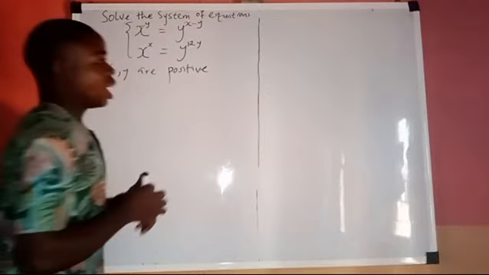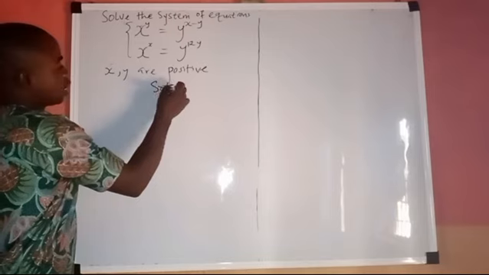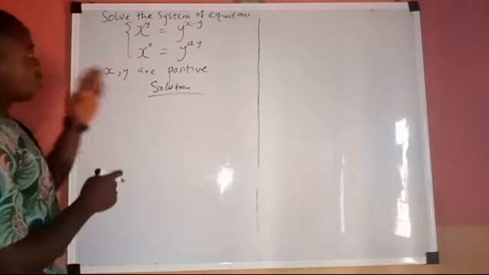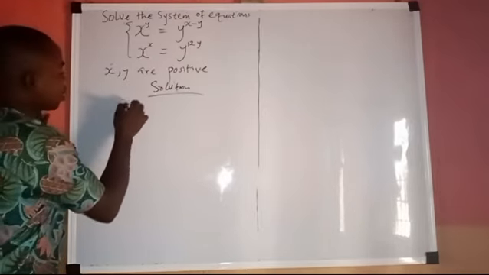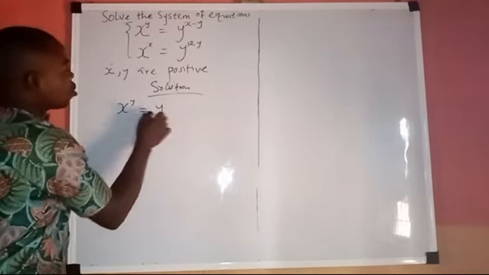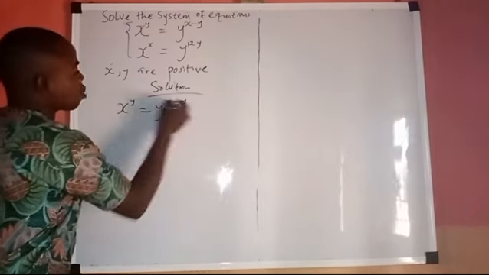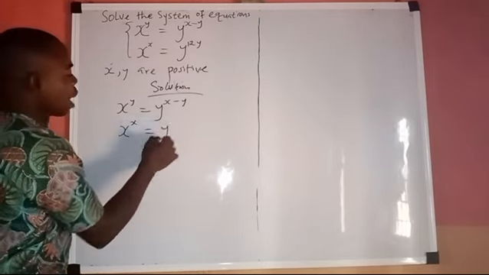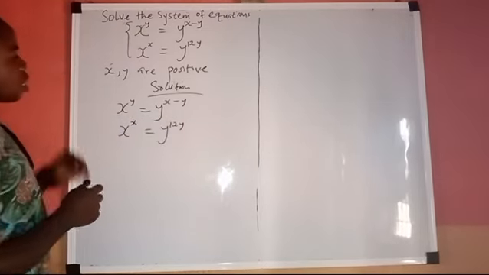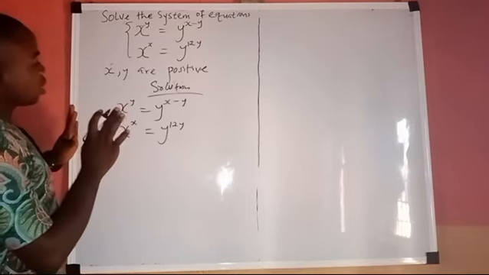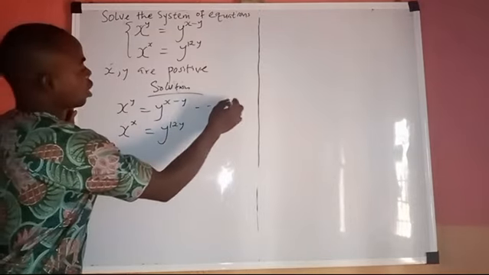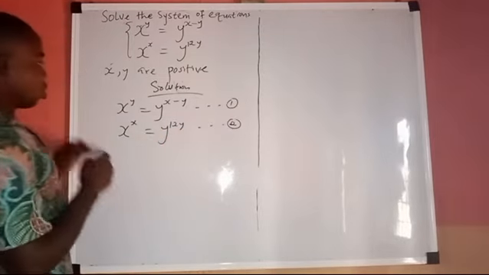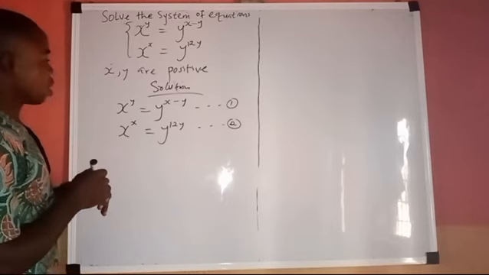Okay, so I just write my solution right here. Now I'm going to repeat the question. So we have x raised to the power y is equal to y raised to the power x minus y. And then the second one, x raised to the power x is equal to y raised to the power 12y. So this is the system of equations. Now, for the sake of referencing, let's term this one equation 1, and this one equation 2. So we've numbered it equation 1 and equation 2.